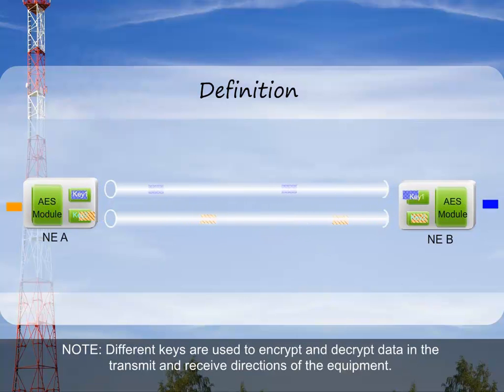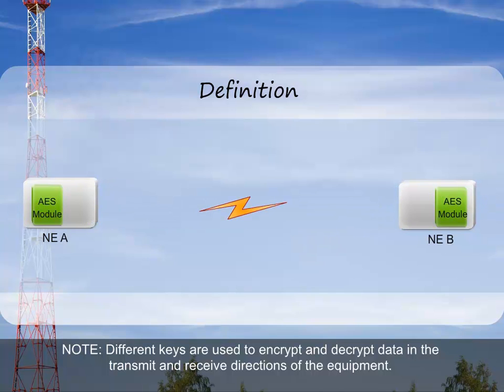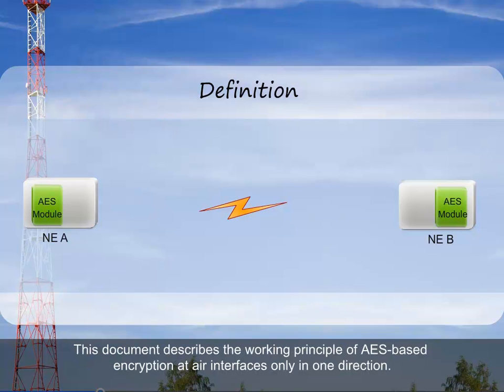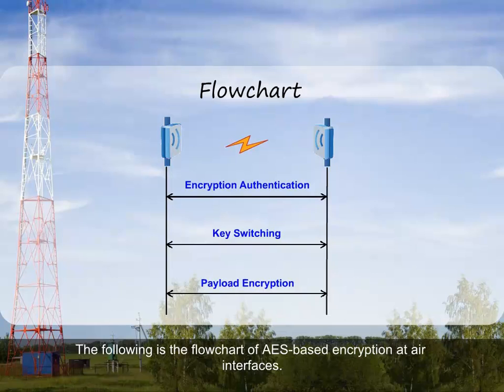Note: different keys are used to encrypt and decrypt data in the transmit and receive directions of the equipment. Although the keys are different, the working principles are the same. This document describes the working principles of AES-based encryption at air interfaces only in one direction. The following is the flowchart of AES-based encryption at air interfaces.